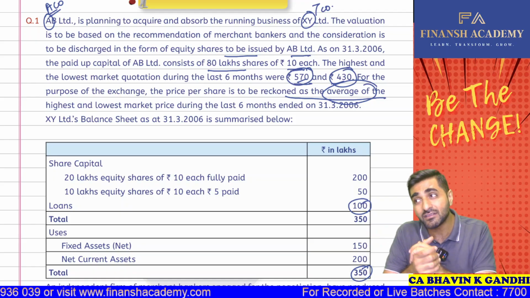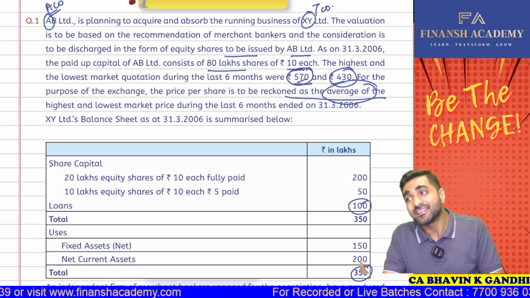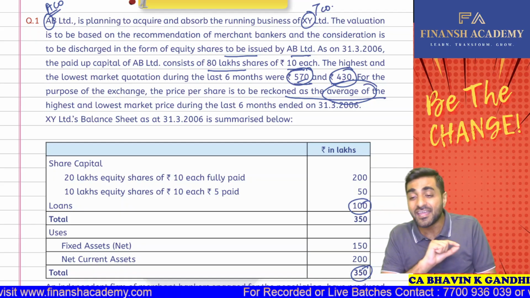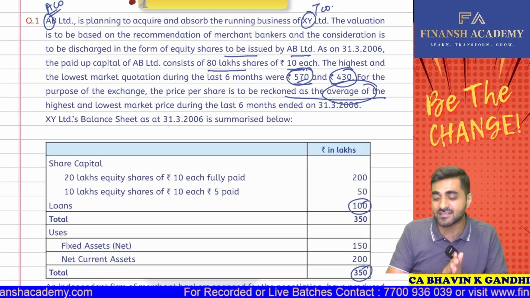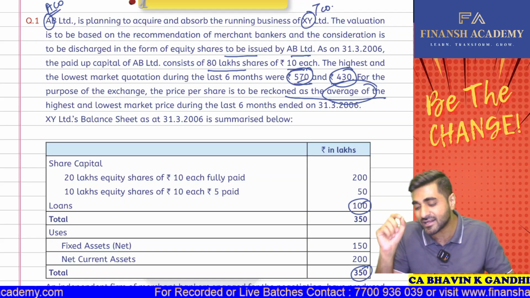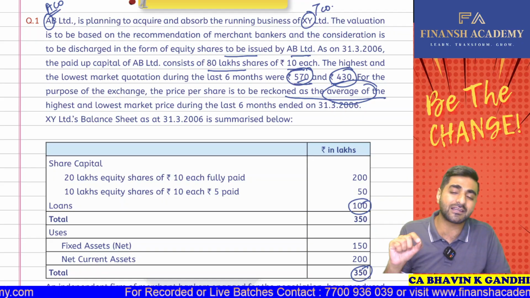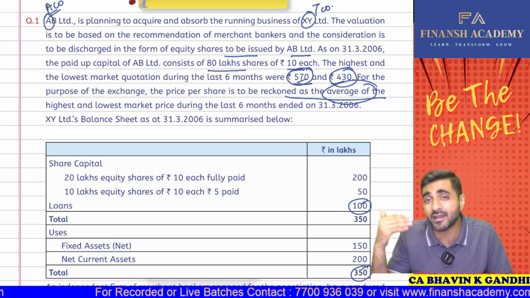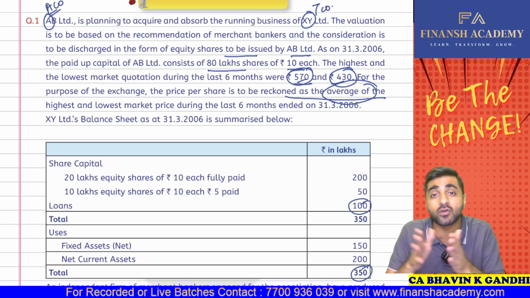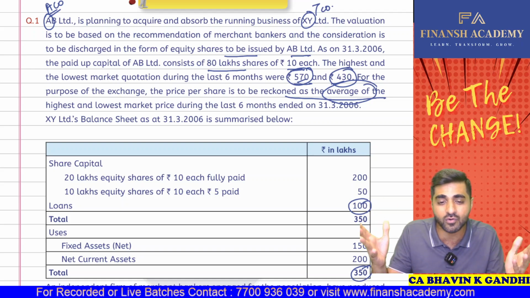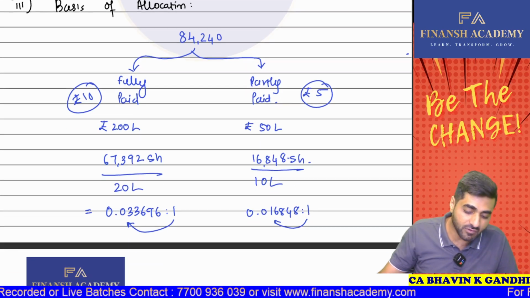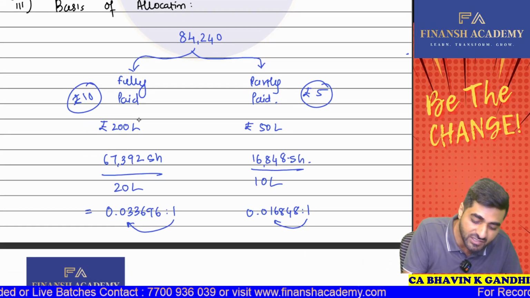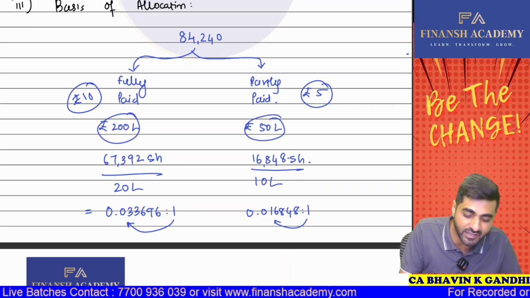So the first thing you have to understand is to look in the question whether there are any classes of equity shareholders or not. In this particular case, there are two classes of equity shareholder: one fully paid, second partly paid. If it is fully paid and partly paid, I cannot have an equal distribution of shares to both equity shareholders. So I need to check the total amount. This is 200 lakhs, this is 50 lakhs, right?